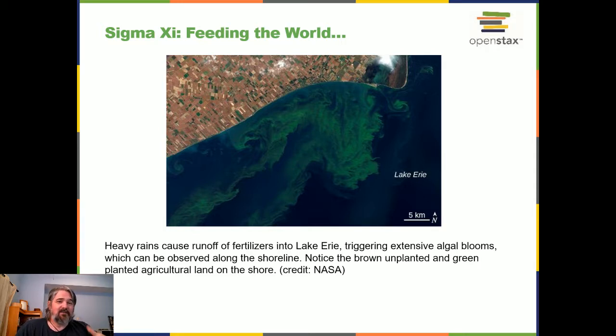We have dead zones all around the U.S., and I think I have another chapter where I talk about that in more detail. But that's the ethical question in this particular Sigma Xi segment, is how do we balance the damage to the environment due to fertilizer runoff with the need for improved food production. And I guess the answer is going to be found in sustainable farming practices. And there's other things you can do to help retain some of that.